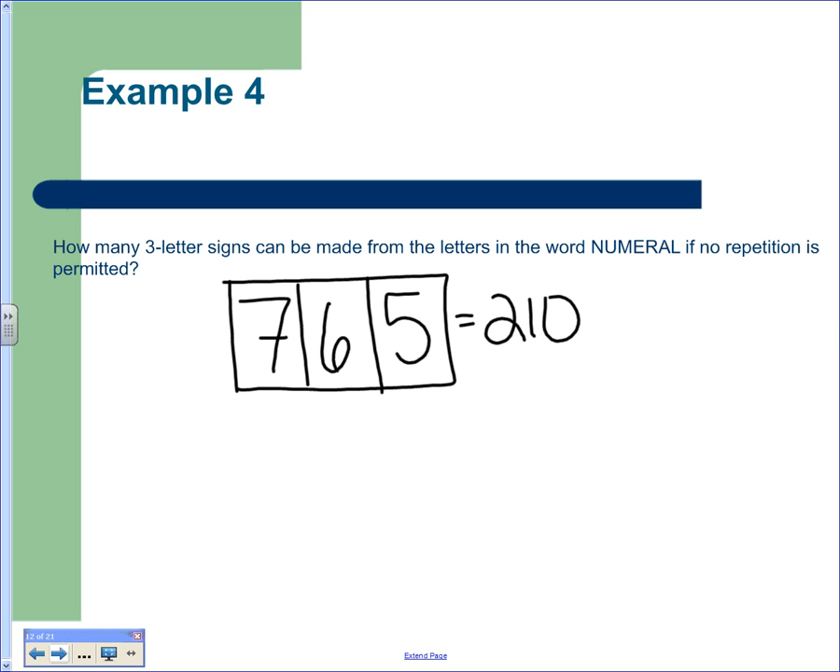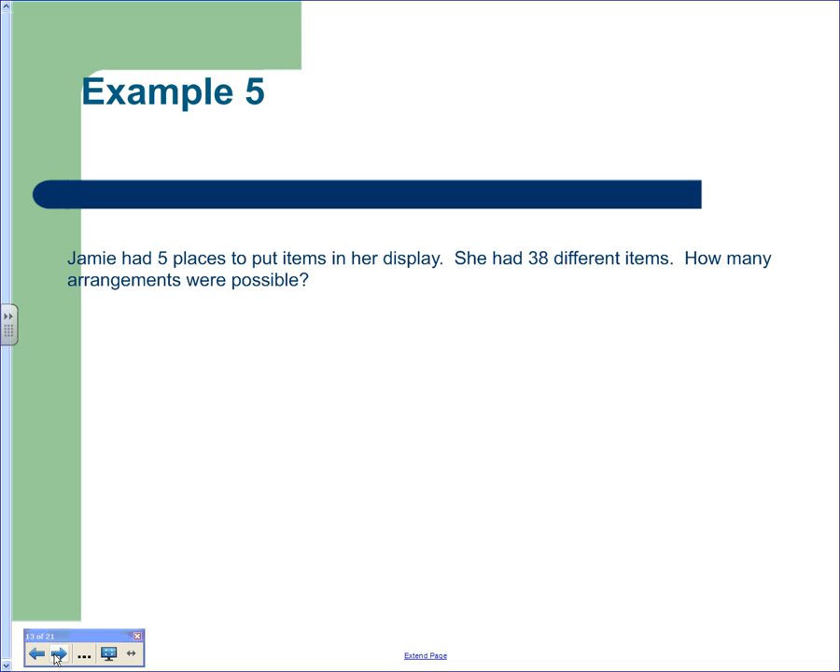Any questions on these so far? Okay. One more? I think one more. So if it doesn't say no repetition, I'll let you think about it yourself. Think about it logically. I'll put it that way.